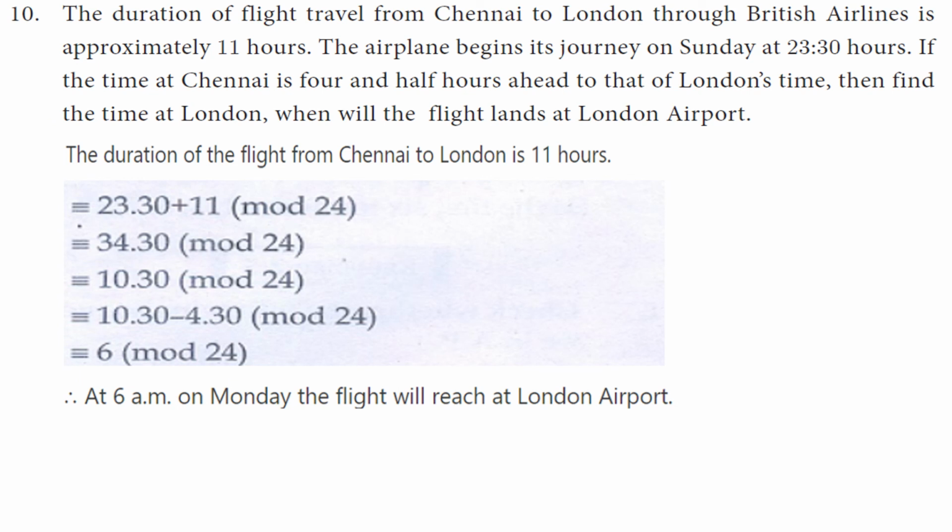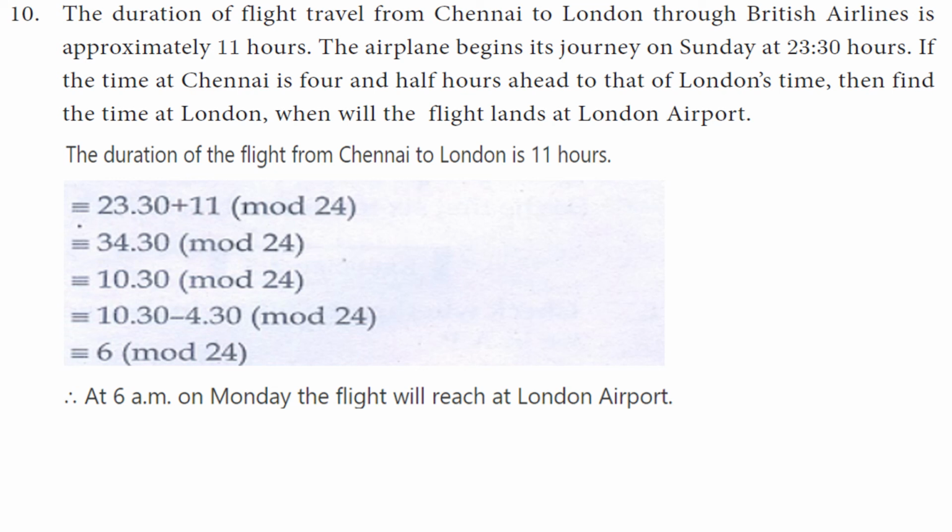The duration of a flight from Chennai to London through British Airlines is approximately 11 hours. The airplane begins its journey on Sunday at 23:30 hours. If the time at Chennai is 4.5 hours ahead of London time, then find the time at London. When will the flight land at London airport?